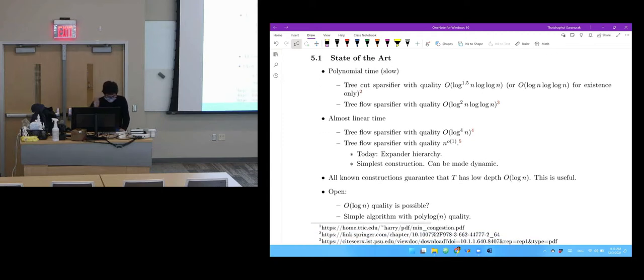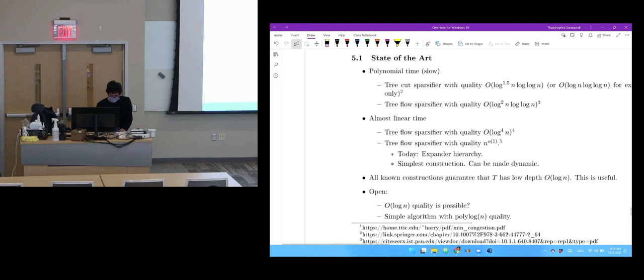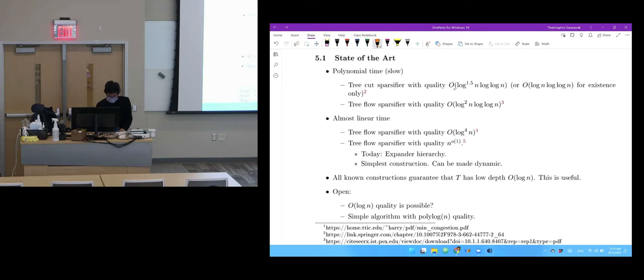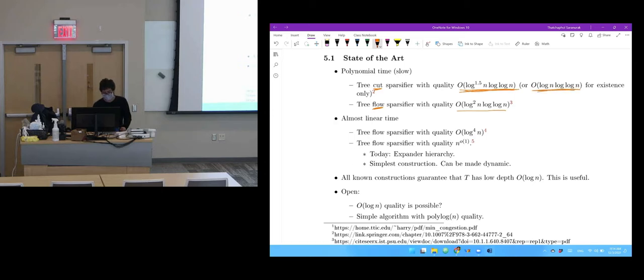So the state of the art is that if you want a slow algorithm, they access a tree-flow sparsifier with this quality, like a cut sparsifier with this quality. And for flow sparsifier, which is a bit stronger, you can get this quality. And if you want not a polynomial algorithm, but an exponential time algorithm, one can get this quality. So it's better than what we saw in class, but it's slow.